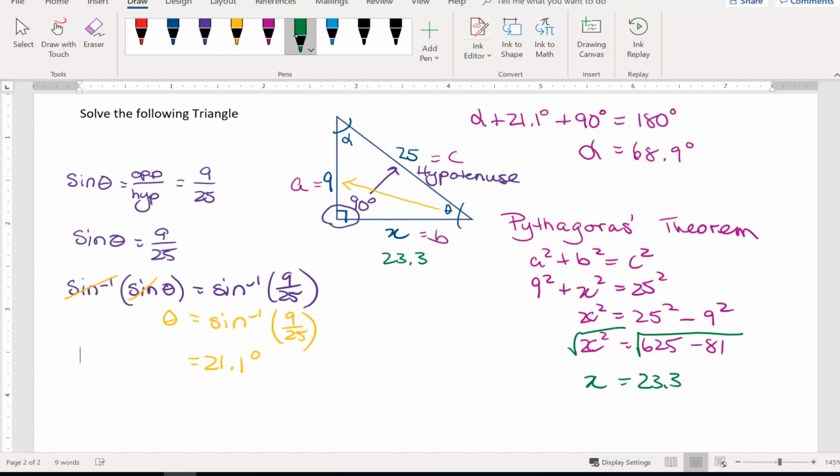Now we have all 3 sides of our triangle and all 3 angles of our triangle, and we say we have solved this triangle.